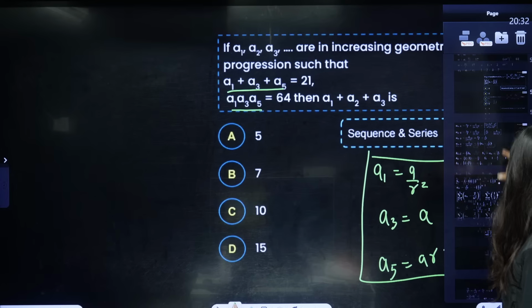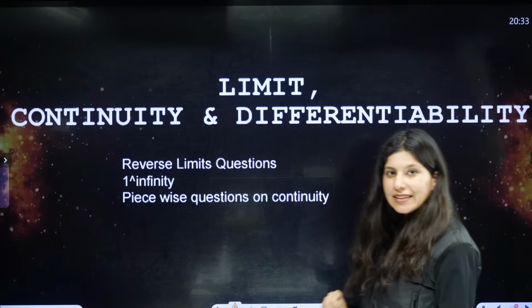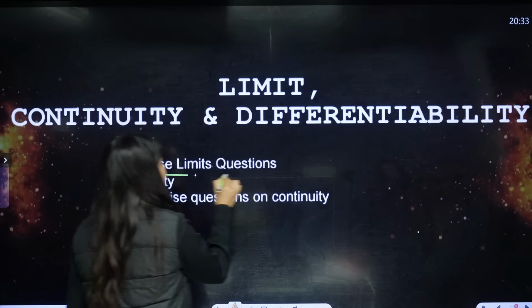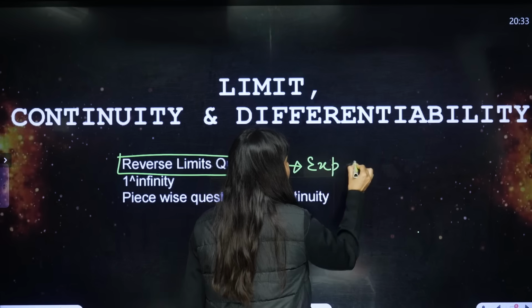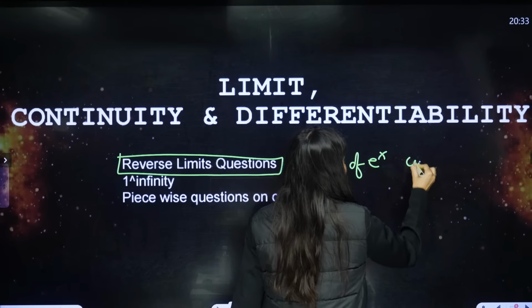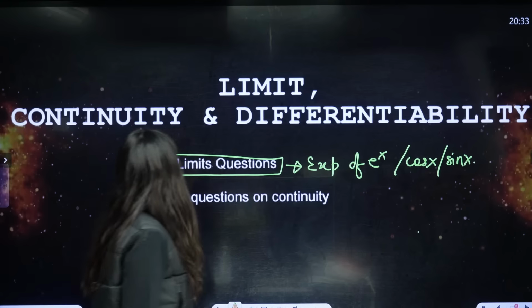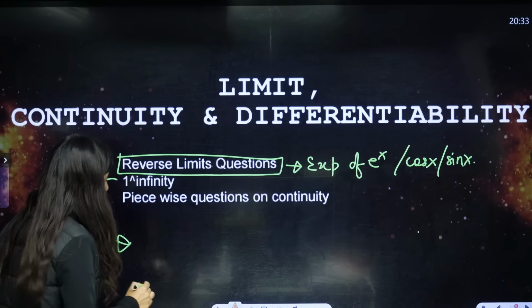Next, I would say next chapter, limit, continuity and differentiability. So, reverse limit question where expansion is used. Expansion of e power x, cos x, sin x. Then 1 raised to power infinity form. You know how to solve 1 raised to power infinity form?